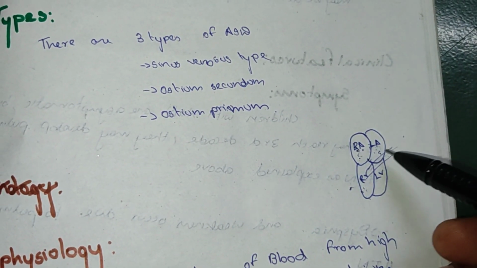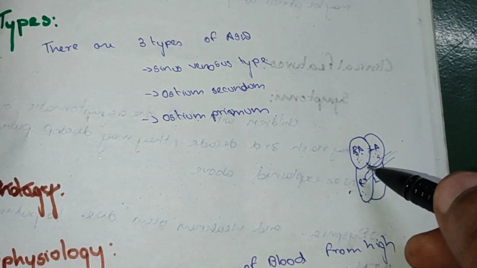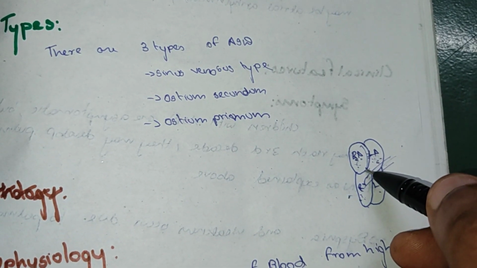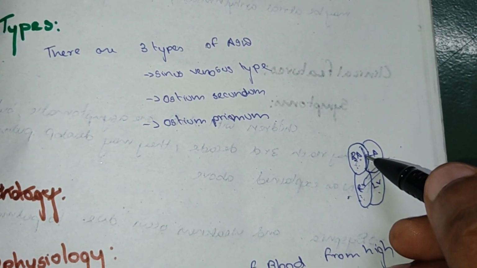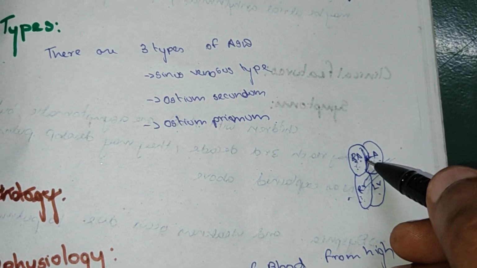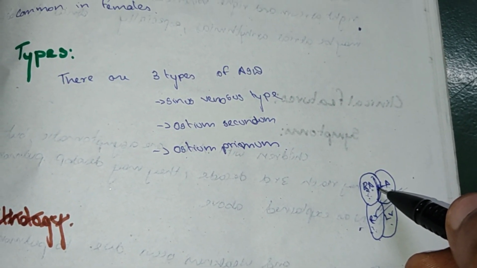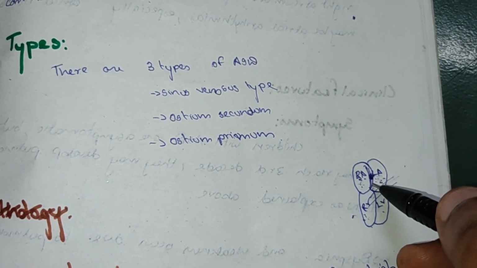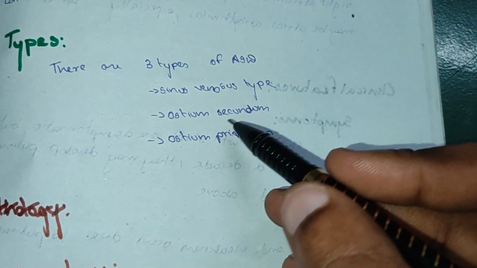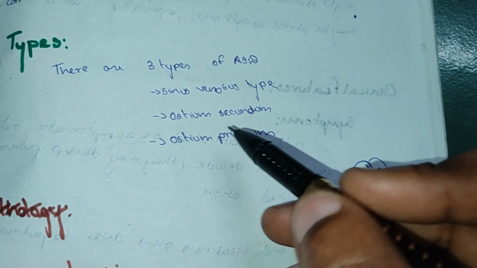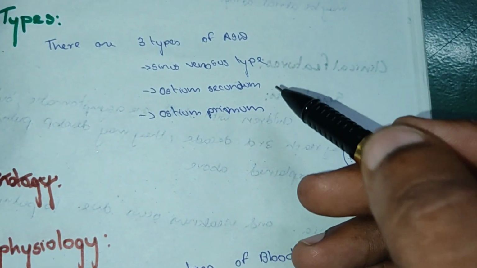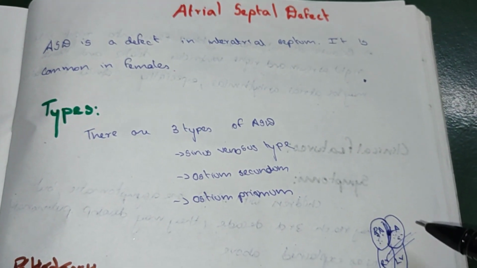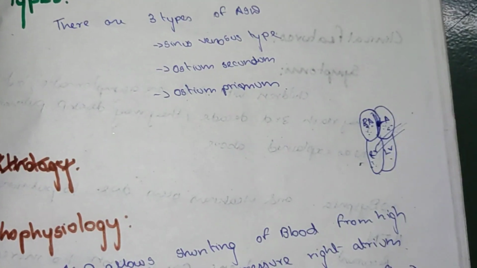The interatrial septum is between the right atrium and the left atrium. Generally, this is the heart, which has the right atrium, right ventricle, and left ventricle. Any defect in the closure of this septum in the small ages leads to atrial septal defect. The septum is made up of the sinus venosus type, ostium secundum, and ostium primum. Improper closure of these three in the small ages leads to atrial septal defect. These are the introduction and types of atrial septal defect.